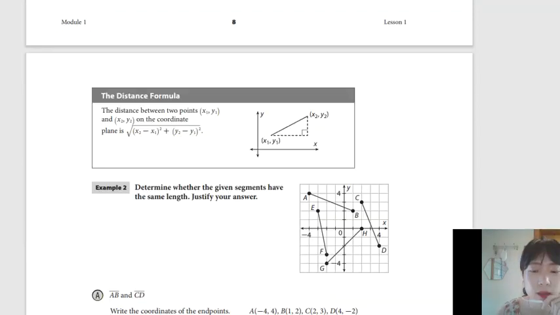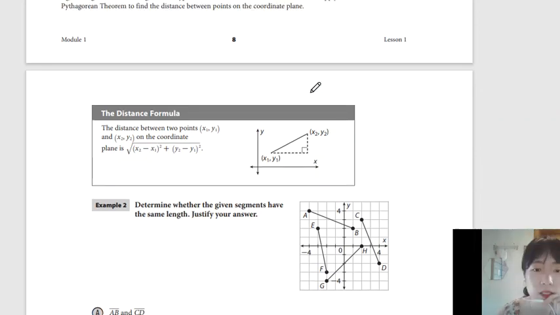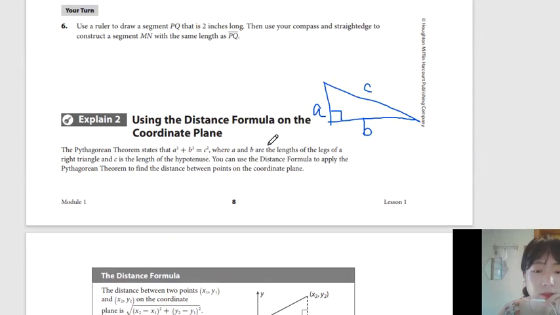Okay, the distance formula states that the distance between 2 points, (x sub 1, y sub 1) and (x sub 2, y sub 2) on the coordinate plane is the square root of (x sub 2 minus x sub 1) squared plus (y sub 2 minus y sub 1), and that is also squared. So using the Pythagorean theorem, you can write a distance formula like that.